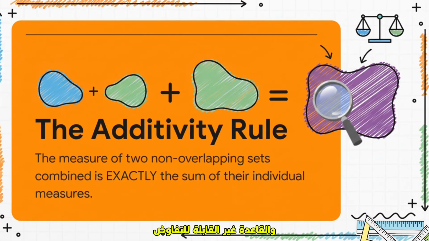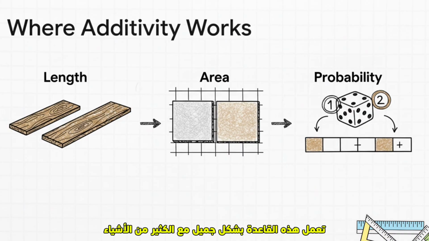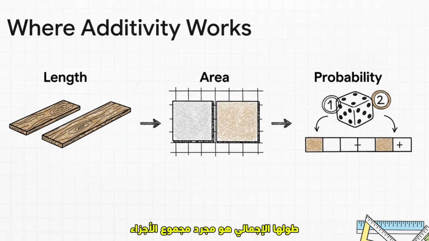And the absolute, non-negotiable heart of this whole system was one single, really rigid rule: additivity. It says that if you take two separate, non-overlapping things, the measure of them combined has to be the exact sum of their individual measures. No ifs, ands, or buts. And to be fair, this rule works beautifully for a ton of stuff. If you lay two pieces of wood end to end, of course their total length is just the sum of the parts. Same goes for area, for weight, and for old-school probability. It's totally intuitive and reliable in those cases.